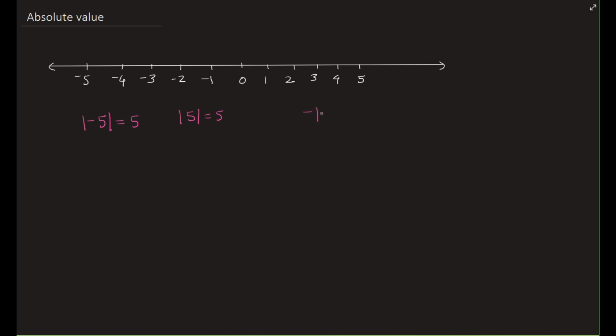Suppose I have to find out the answer for this: negative of the absolute value of negative 5. So what is the absolute value of negative 5? It equals 5, and negative of that equals negative 5. So the answer for this is negative 5.